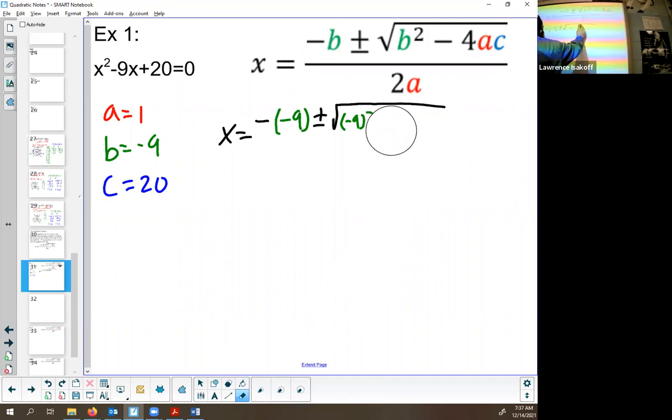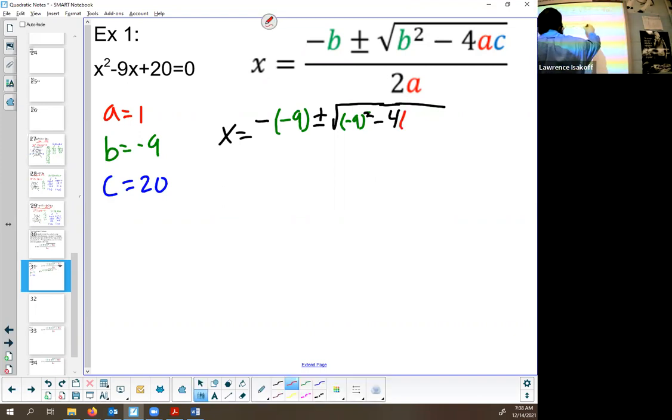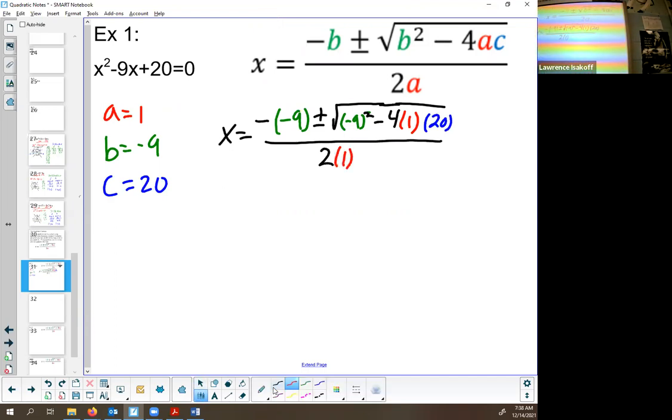Negative 9 squared, minus 4 times my A value of 1 times my C value of 20. Now this is all over 2 times 1.